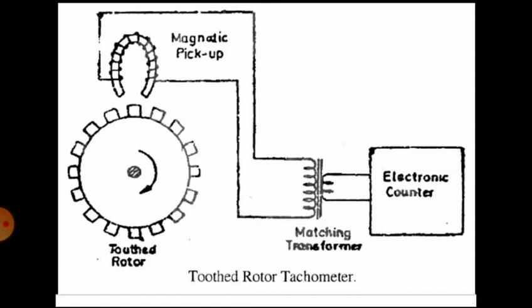Now this tachometer consists of a metallic toothed rotor mounted on the shaft whose speed is to be measured. So there is a special element called a toothed rotor that is mounted on a shaft whose angular speed has to be measured. A magnetic pickup is placed near the tooth rotor. At the top you can see the magnetic pickup that is placed.